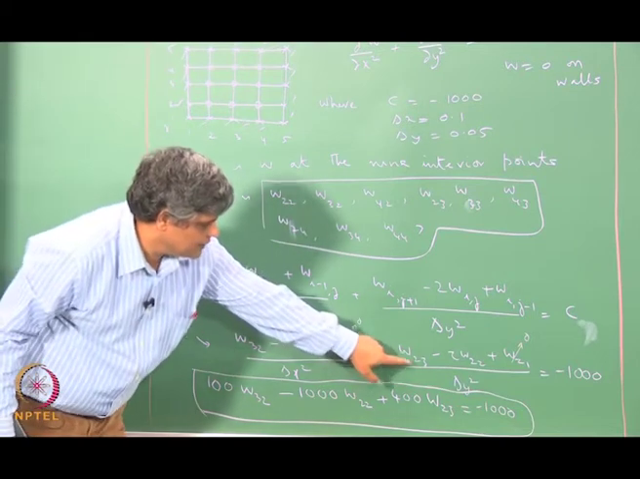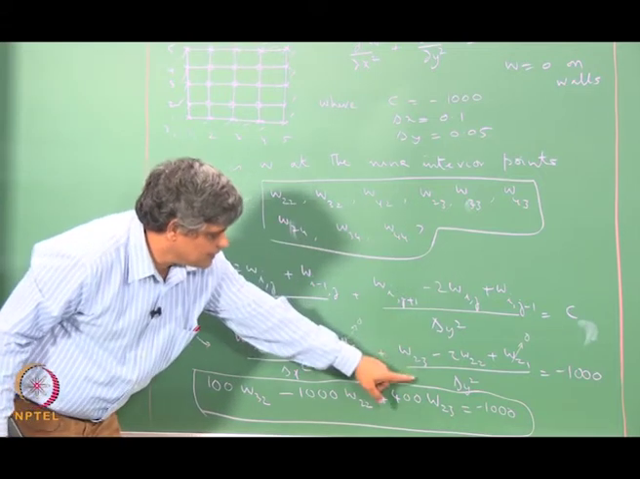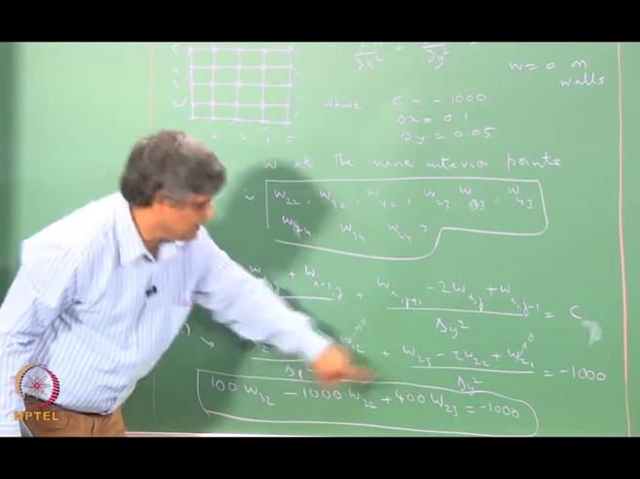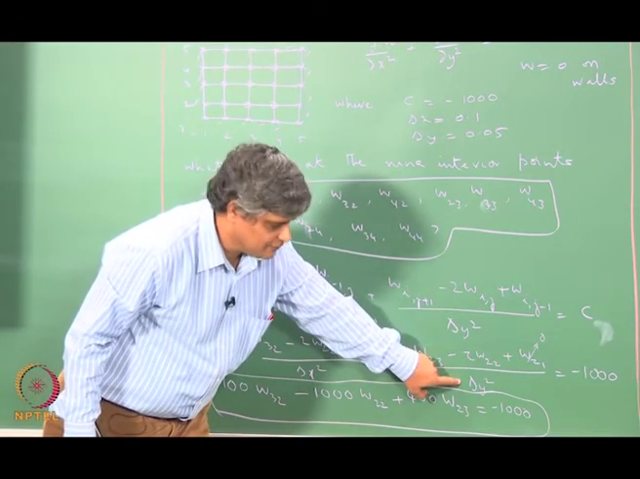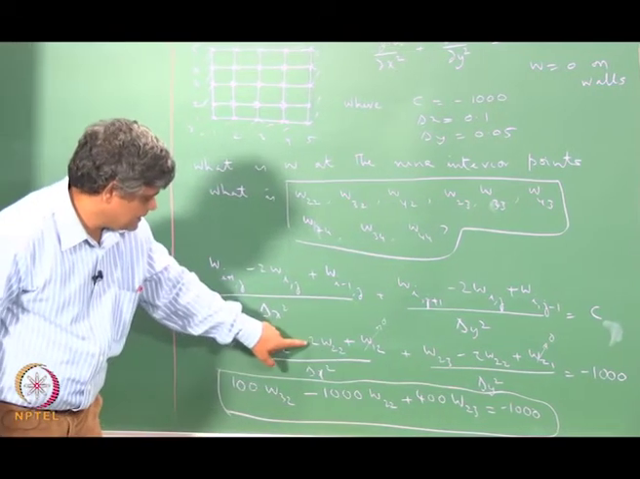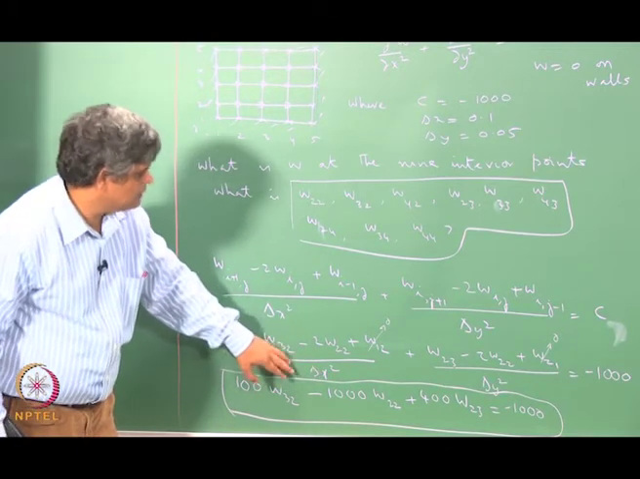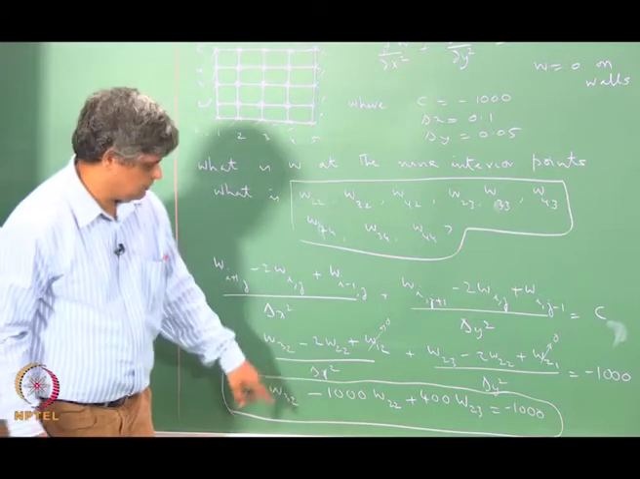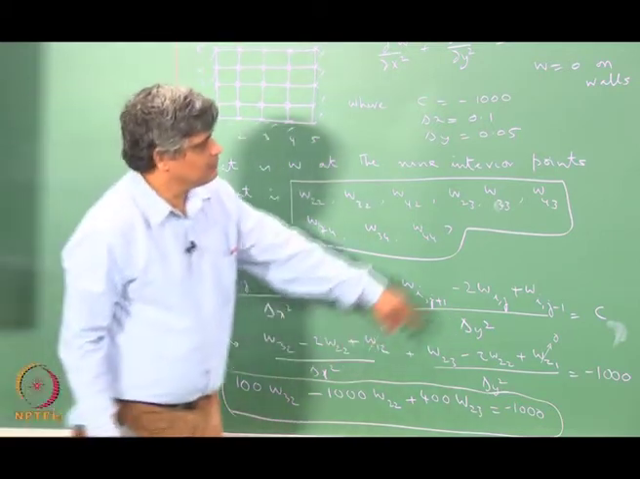for example here, is divided by delta y square, and delta y is 0.05, so that gives us a multiplicative factor of 400. So we get minus 2 divided by 0.05 whole square plus minus 2 divided by 0.1 whole square, so that gives us 1000, 200 here and 800 there. So that's how we have written for this.